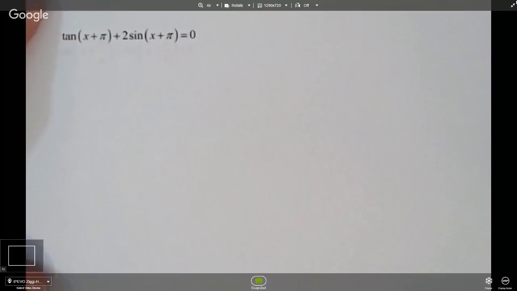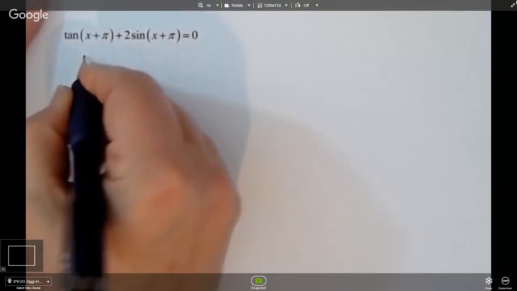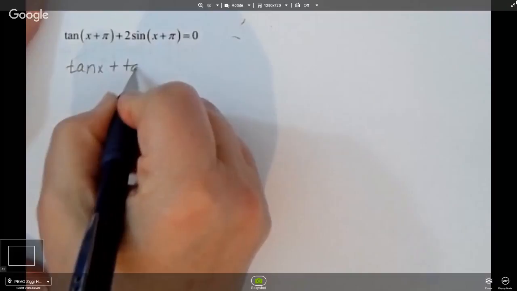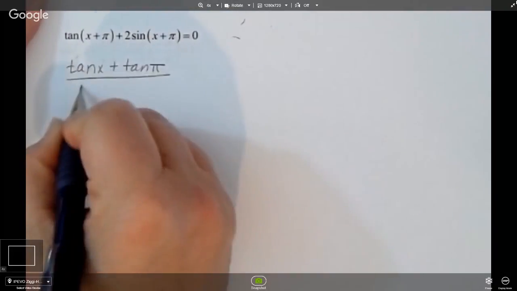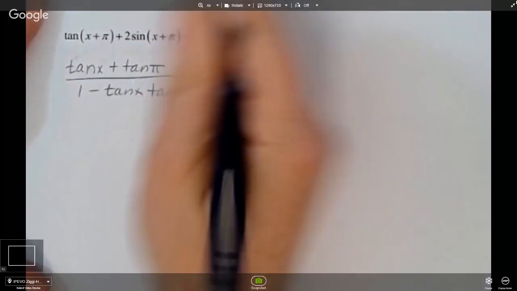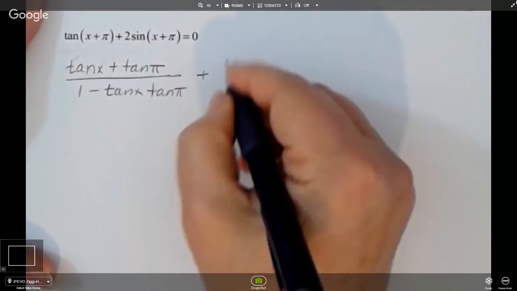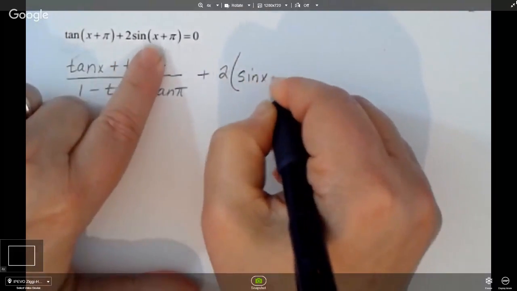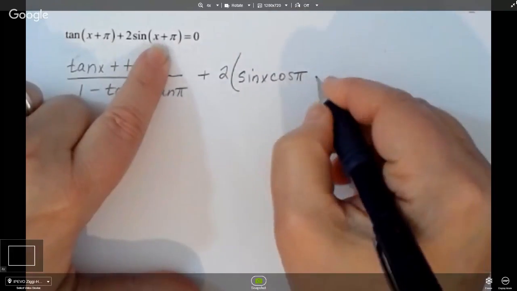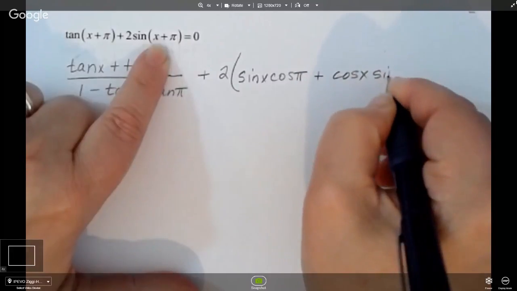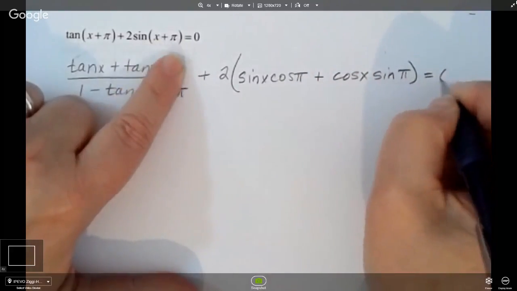All right, so let's expand it. The tangent of a sum is the tangent of x plus tangent of pi all over 1 minus tangent of x, tangent of pi, plus, let's expand this one. Now we're going to go 2 on the outside of sine of x, cosine of pi, keeping the signs the same, plus the cosine of x, the sine of pi, equals 0.